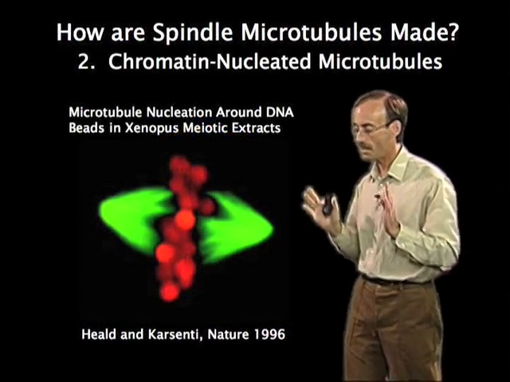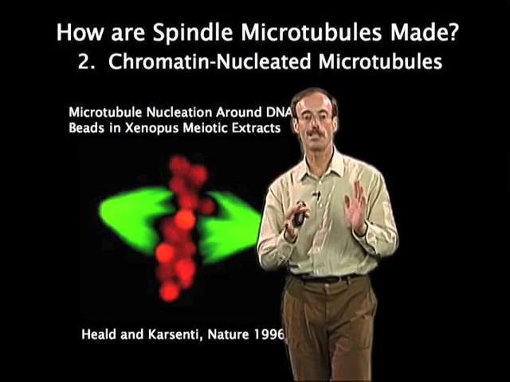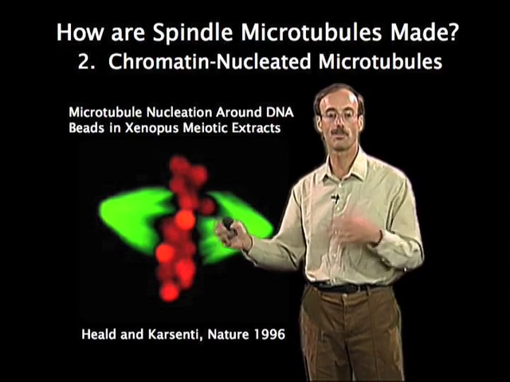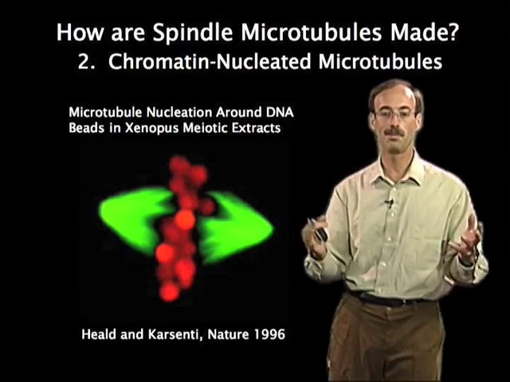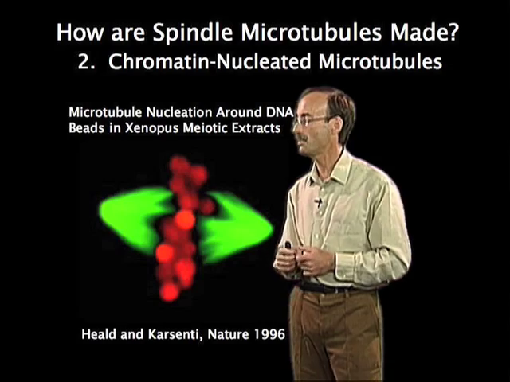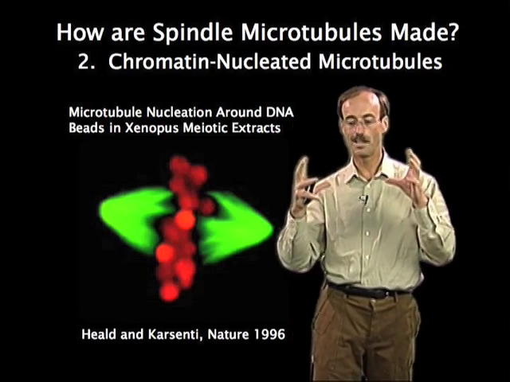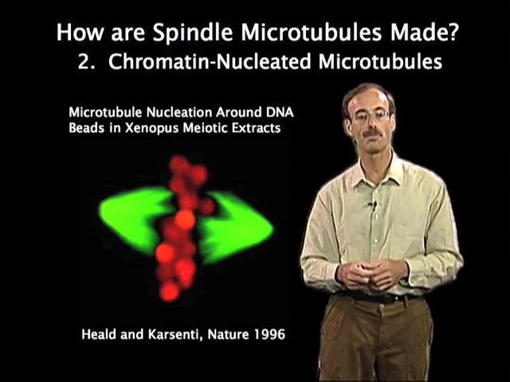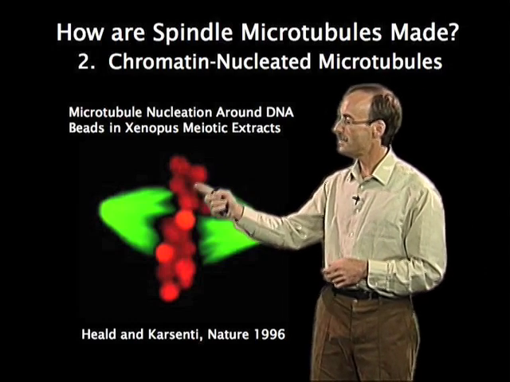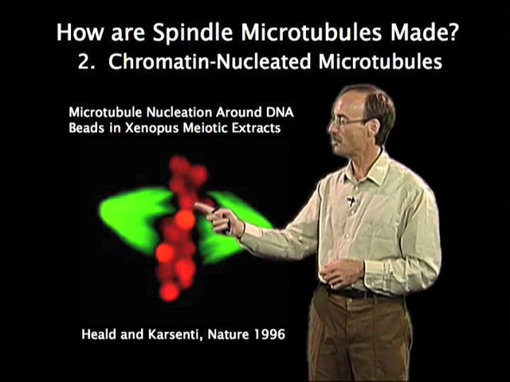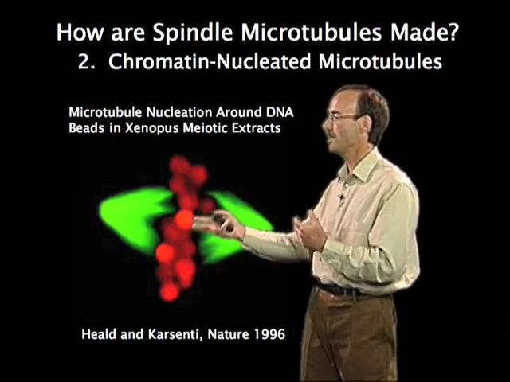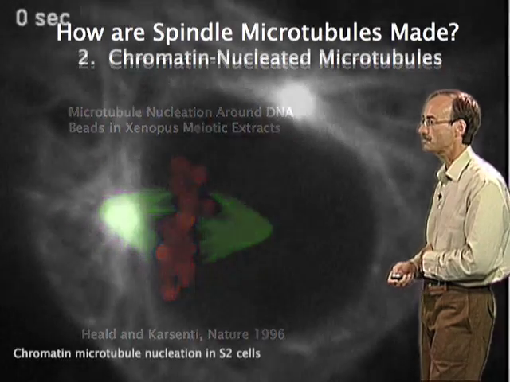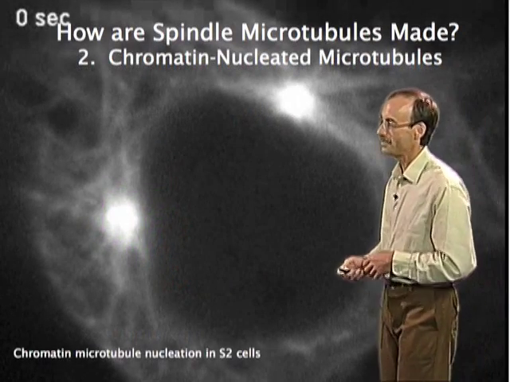So we know something about how that centrosome-independent mechanism occurs, and that's through nucleation of microtubules around chromatin, or DNA. This was really beautifully demonstrated by an experiment by Rebecca Heald and Eric Karsenti, where they put beads coated with DNA into a mitotic extract from frog eggs. These DNA-coated beads, not even normal chromosomes, would nucleate microtubules, and these microtubules would reorganize themselves into a spindle-like structure. And this is also shown in these S2 cells here.